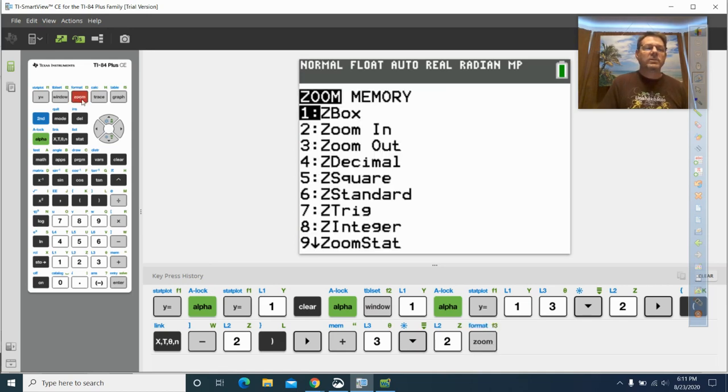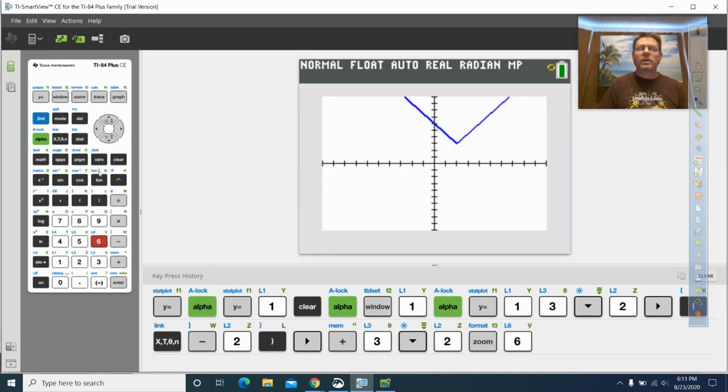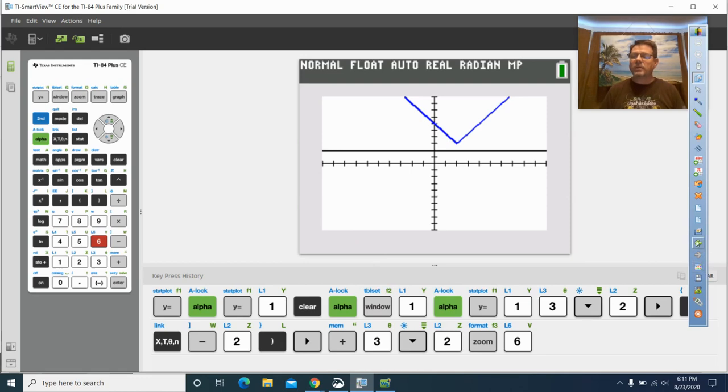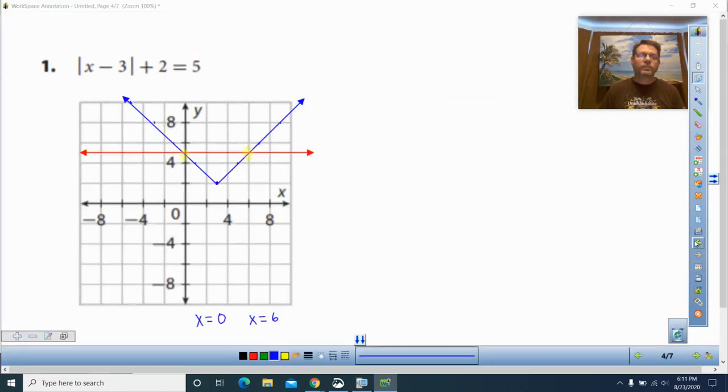And so now I can hit zoom 6 for standard. Let's see what happens. Well, goodness, what are we going to do about this? We're going to say there are no real solutions, is what we're going to say. No real solutions, so they don't cross. So that's kind of pretty cool stuff, I think.